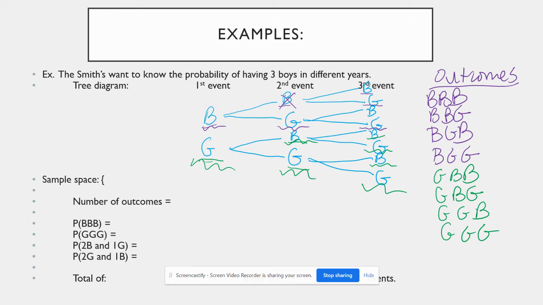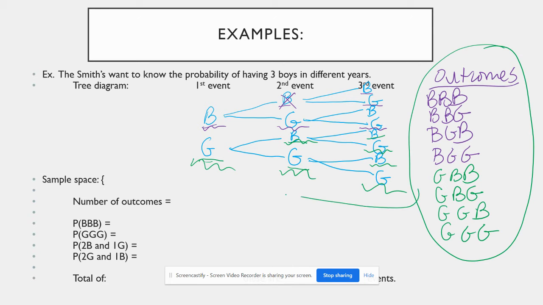So this is our list of possible outcomes, which is also our sample space. Our sample space and our list of possible outcomes are the same thing. So how many outcomes do we have here? We have 1, 2, 3, 4, 5, 6, 7, 8. 8 possible outcomes. So the probability of having 3 boys. Well, there's only one here in our list where all of them are boys, and that's the very first one that we did. So there's one possibility out of 8 total possible outcomes.